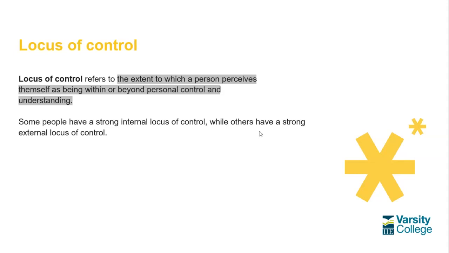Or are you the type of person that will look outside of yourself and say, but the environment moderated my results? So if you have an internal locus of control, it means that you take charge of your own responsibility. You feel that your fate is in your own hands, and therefore your effort will determine the outcomes that you receive. So some people have a strong internal locus of control, whereas others have a strong external.